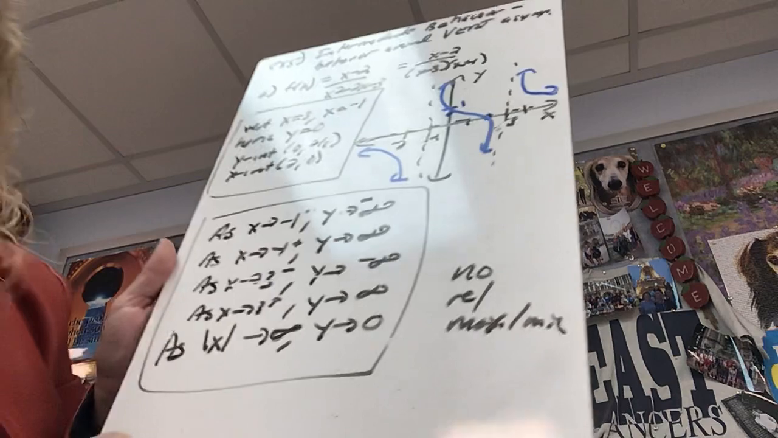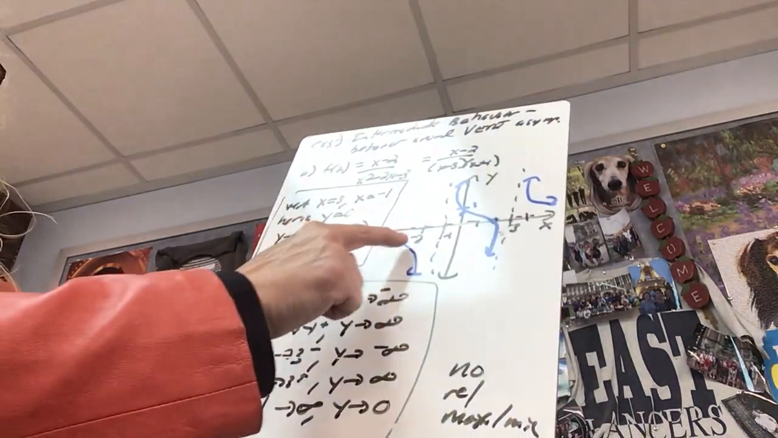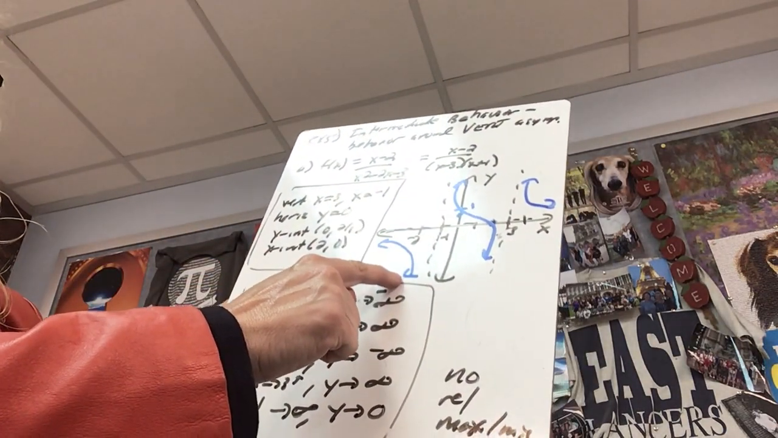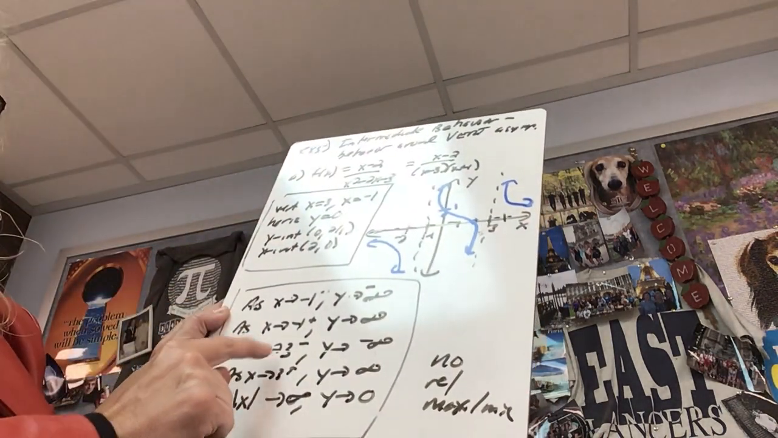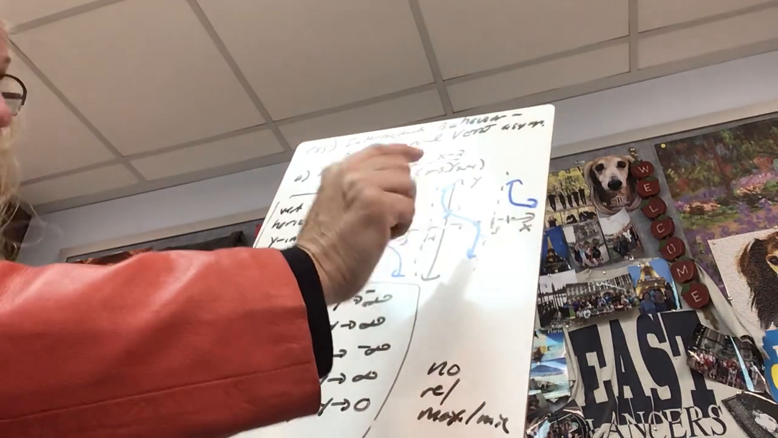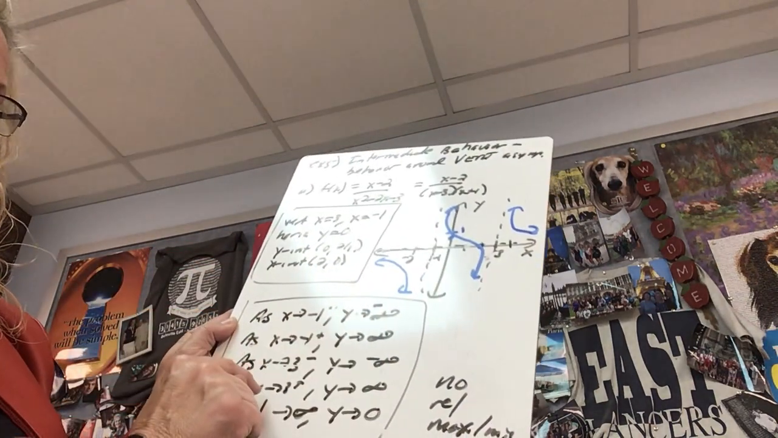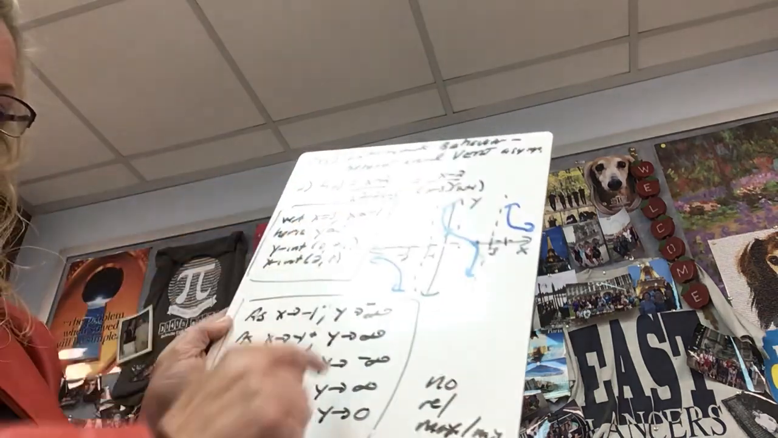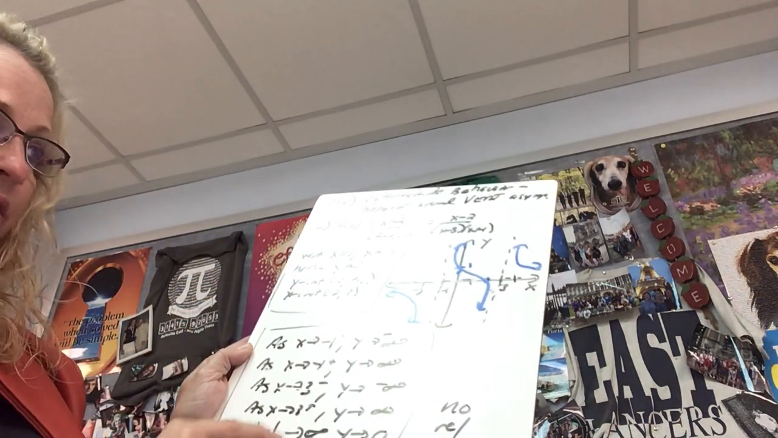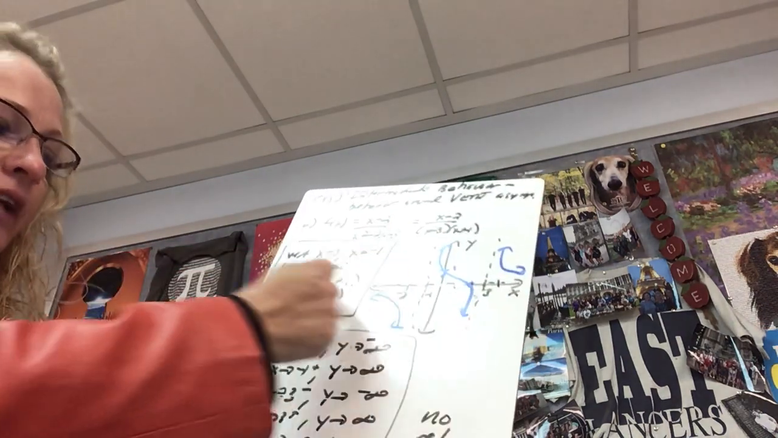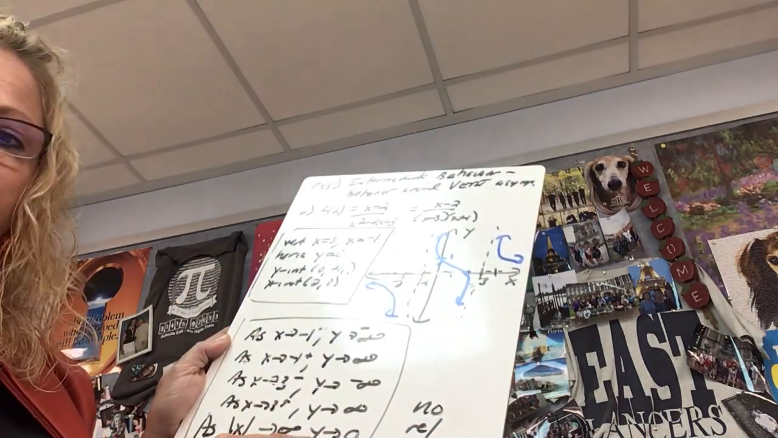Let's describe behavior around the asymptotes. As x approaches -1 from the left, y goes to -infinity. As x approaches -1 from the right, y goes to +infinity. As x approaches 3 from the left, y goes to -infinity. As x approaches 3 from the right, y goes to infinity. And for the horizontal asymptote, I could make 2 separate statements, but we know as x goes to infinity or -infinity, this approaches 0.